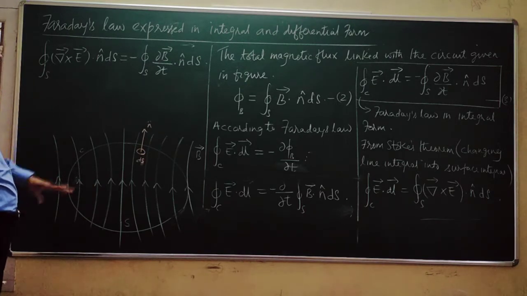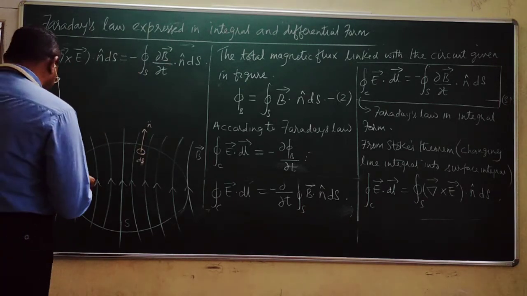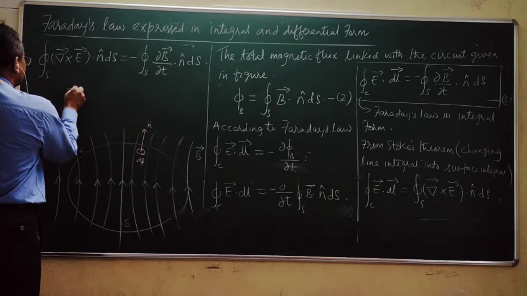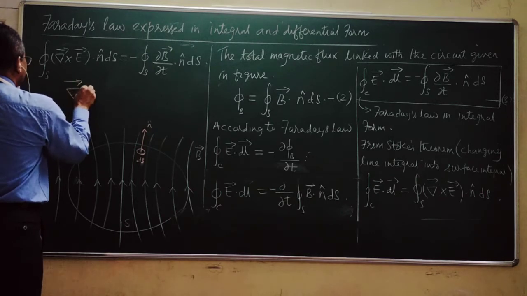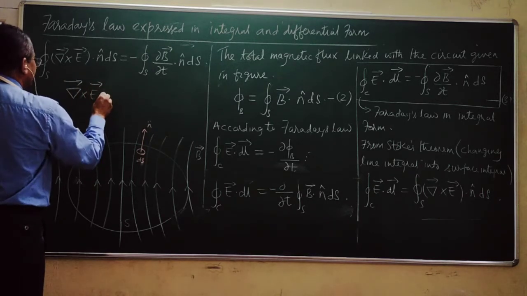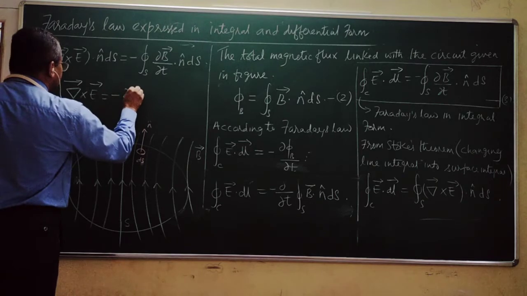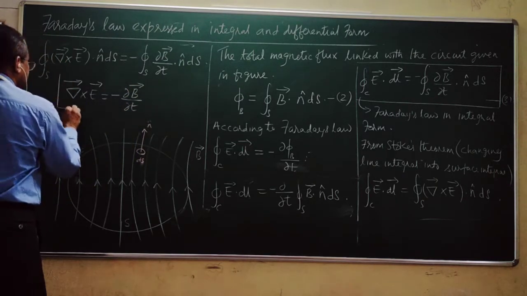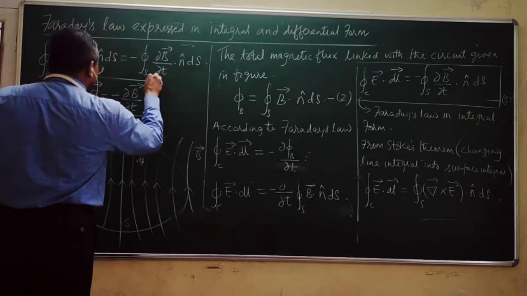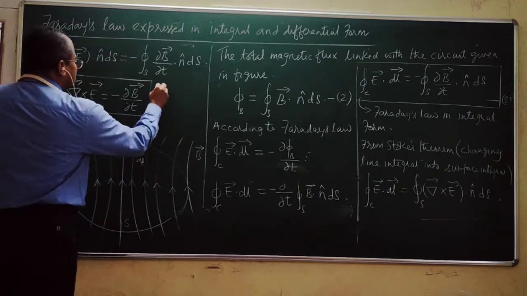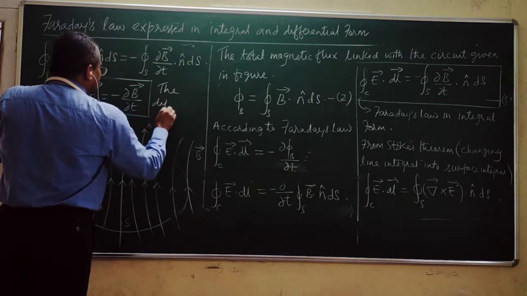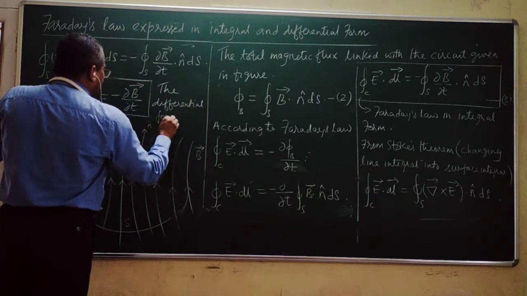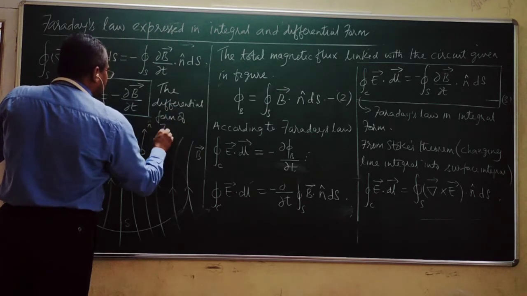Now, simplifying this, I can write this as del cross E vector is equal to minus dou B vector by dou T, which is the differential form of Faraday's law.